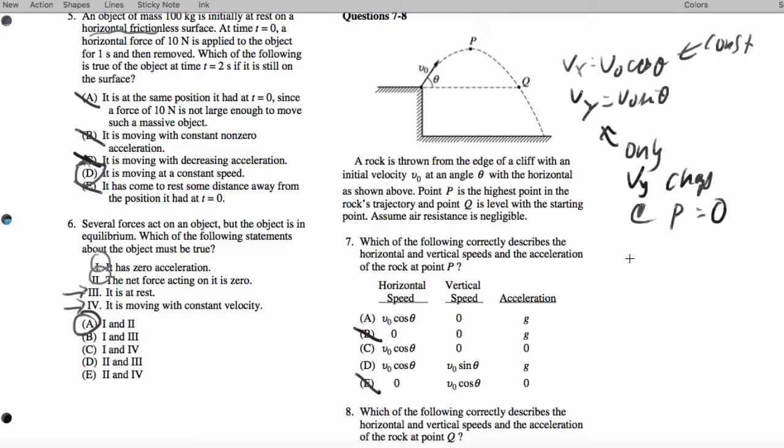The acceleration is always g in the y direction. So that rules out choice C. And so at the very top, Vy is v naught sine theta. No, not at the top. At the launching, v naught y is v naught sine theta. However, at the very top here, Vy is 0, which gives us choice A.